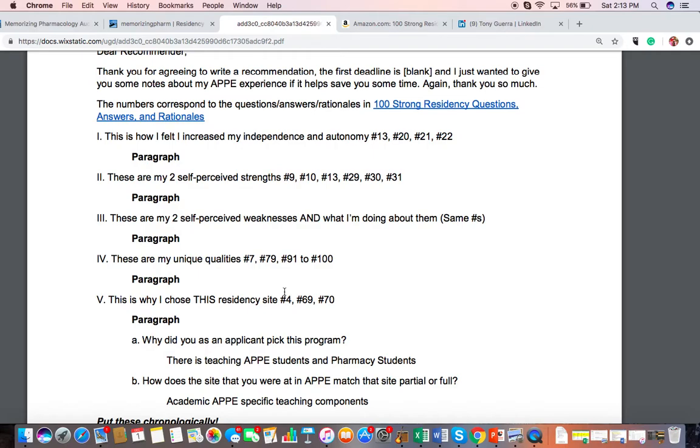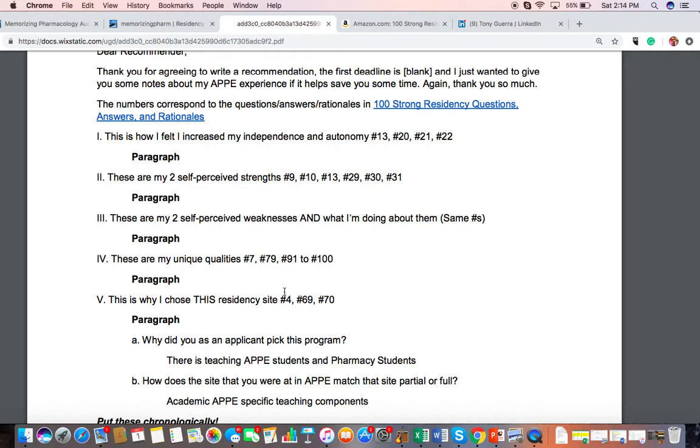Okay? The first question basically needs an answer that says, this is how you increased your independence or autonomy throughout. With my academic rotation, that means maybe I showed them how to do the presentation, and then they did part of the presentation, and then they did all of the presentation. So that would be an increase in independence or autonomy. In the residency book, 100 Strong Residency Questions, Answers, and Rationales, there are good answers in number 13, 20, 21, and 22. There are some other ones that have it, but I didn't want to overload you. But these are good examples of how you express a change in independence and autonomy.